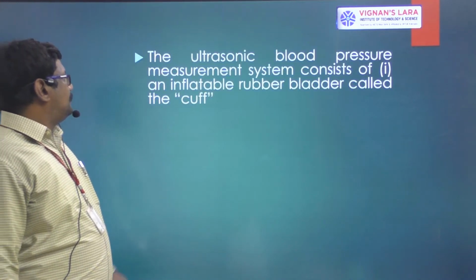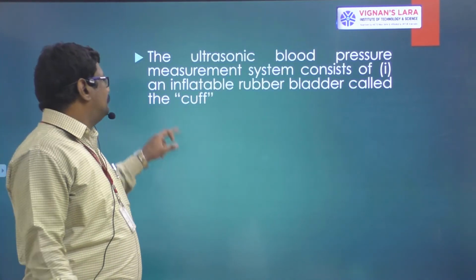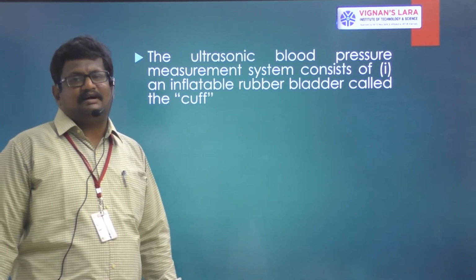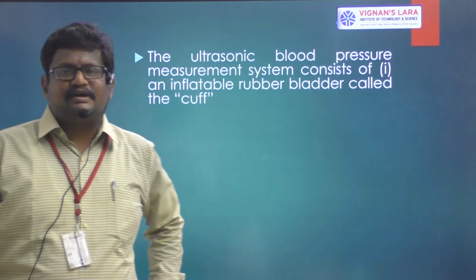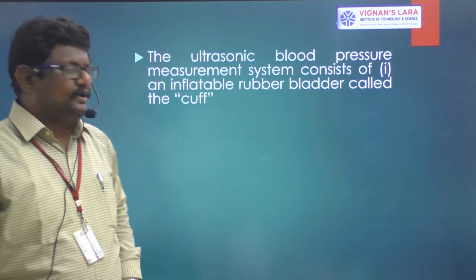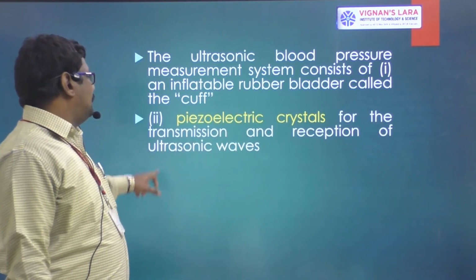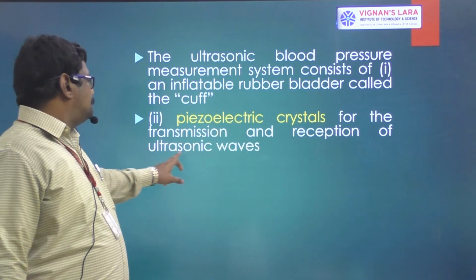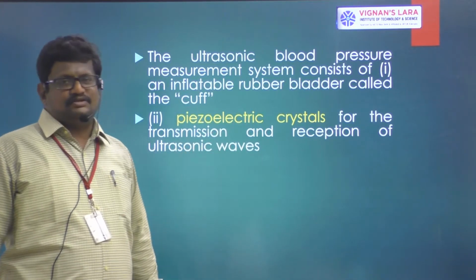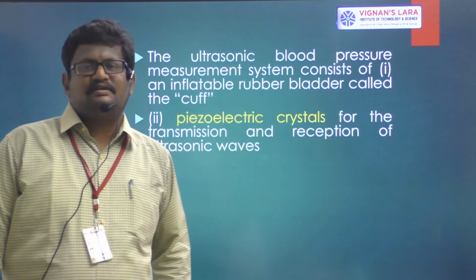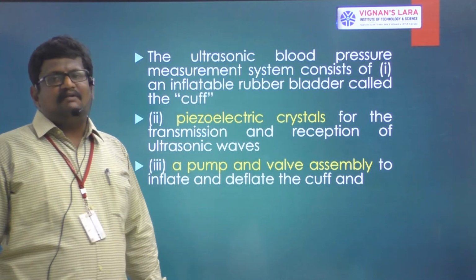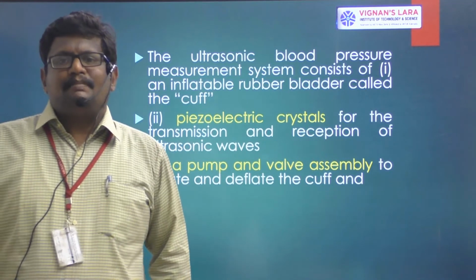The ultrasonic blood pressure measurement system consists of an inflated rubber bladder called the cuff. So here also you have a cuff, like the indirect method of blood pressure measurement by the sphygmomanometer, as we saw yesterday. A piezoelectric crystal, this is what is new in today's system, is used to transmit and receive the ultrasonic waves, and after that a pump and valve assembly. What is the use of the pump and valve assembly?